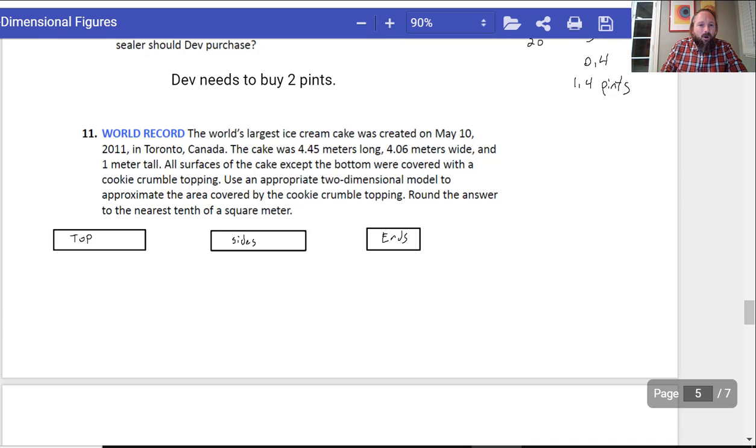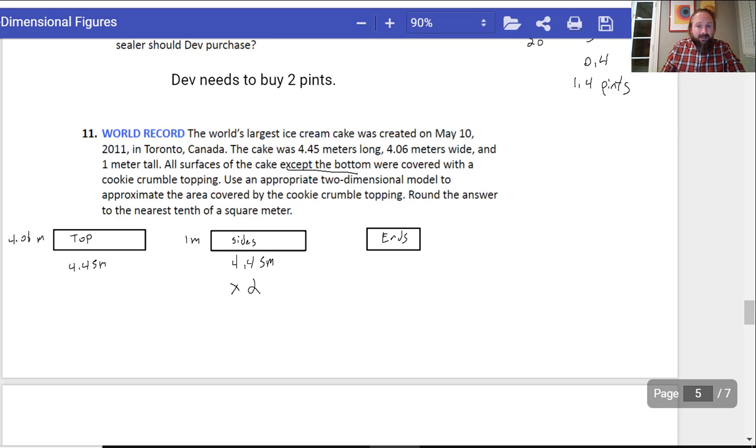So we have the top, which is 4.45 meters by 4.06 meters. We have the sides. So it's 1 meter tall. So if this was looking down on it. Now, if we took up the cake and looked on the side, it's 1 meter by 4.45 meters. And there's 2 of them. So we have to times this by 2. Now, the reason why we're not timesing the top by 2 is because it says not the bottom. So it's the top, the 2 sides, and the 2 end pieces.